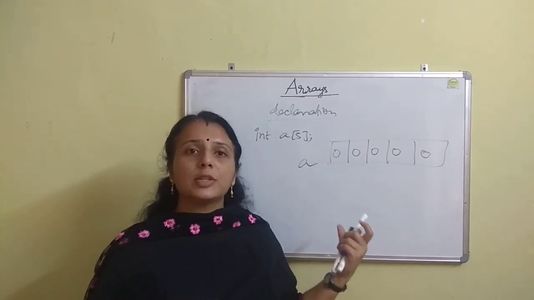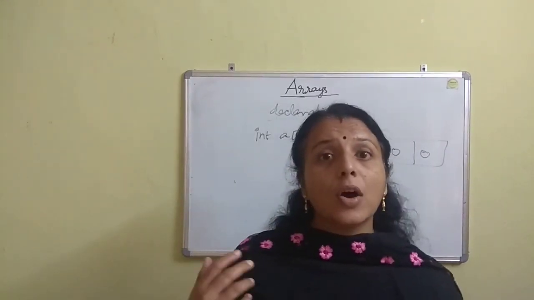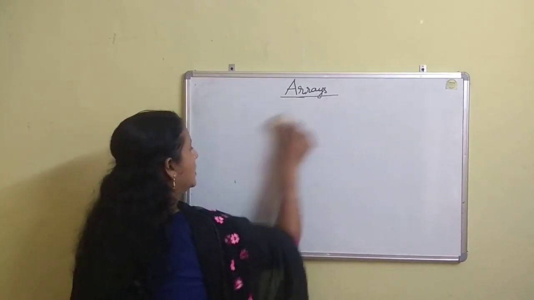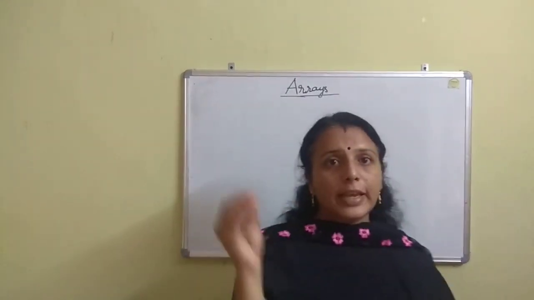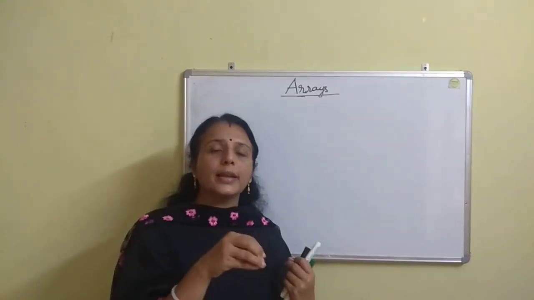So this is the difference between local declaration and global declaration. Now let us see how you are going to access the array cells, how you are going to read values into them, and how you are going to store values into an array cell.